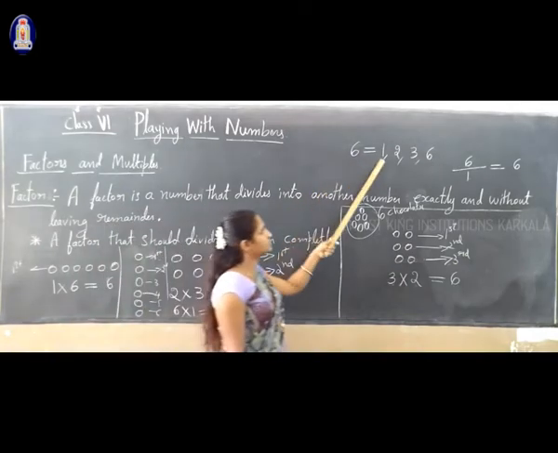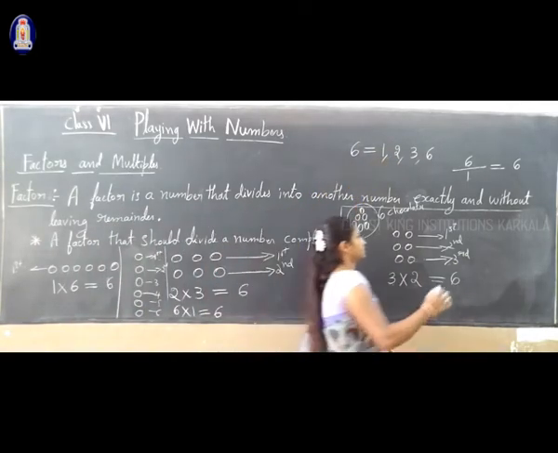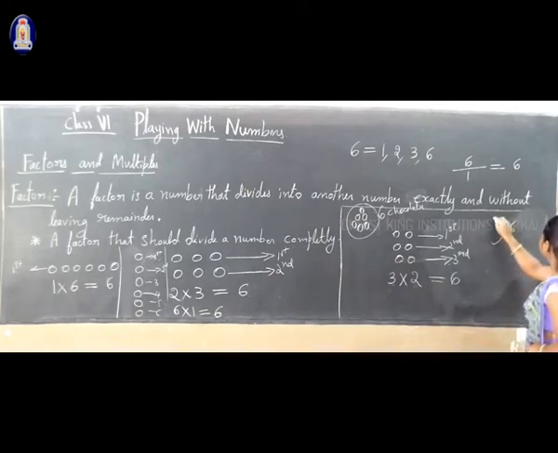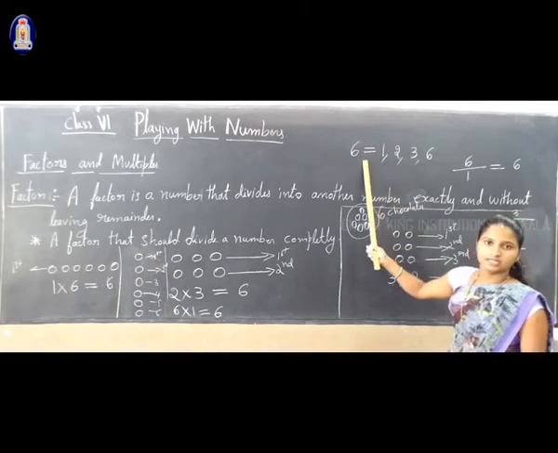We can check. For example, if you divide 6 by 2, 2 how much is 6? 2 threes are 6. Correct? So what is the remainder? The remainder is 0. Is there any remainder? No. The remainder is 0. That means 2 divides 6 exactly, completely. So we can say that 2 divides 6 completely.